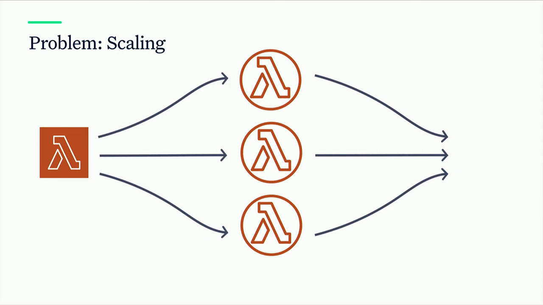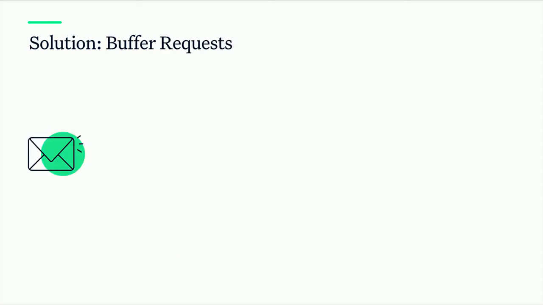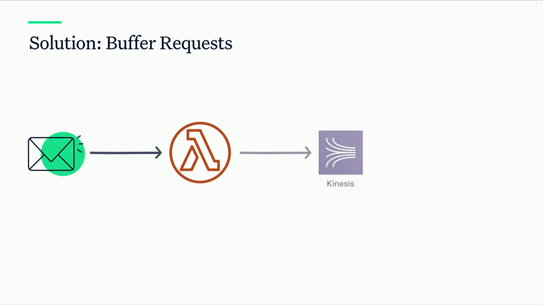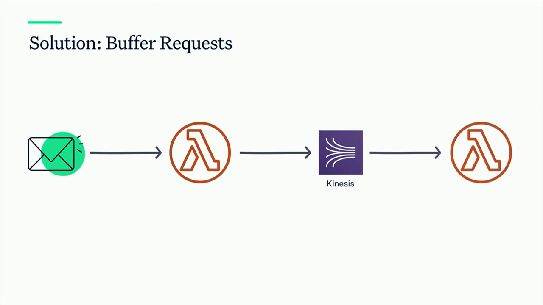So the question is, how can we actually prevent that? The solution is that you buffer at least the webhooks or those requests which are coming from Jira. And you can do this like this. You have a function which is receiving webhook data, and then it's pushing the webhook data to some kind of queue. In this case, I'm using Kinesis because it's a quite performant service. And then behind Kinesis, you attach another Lambda function, which is then reading from the stream.